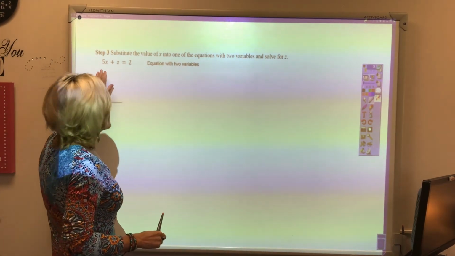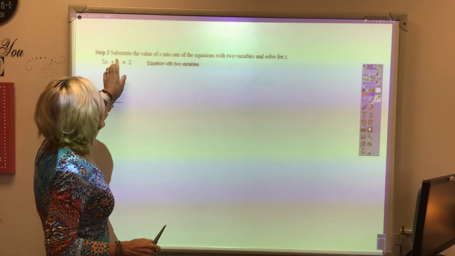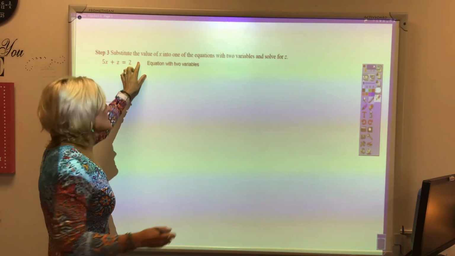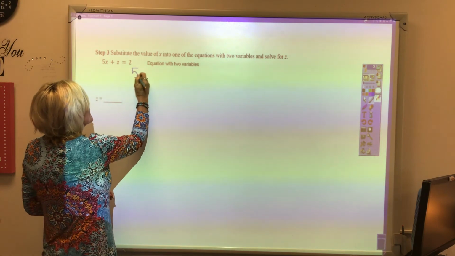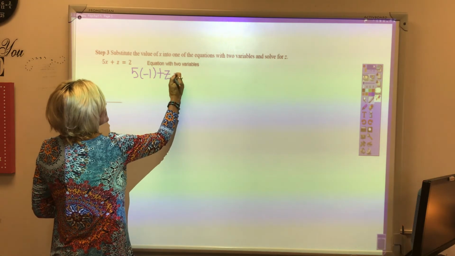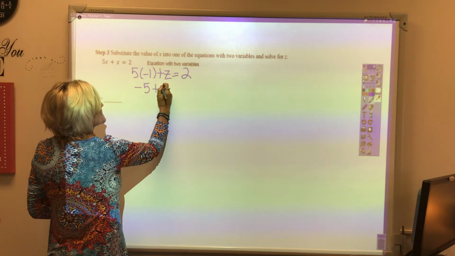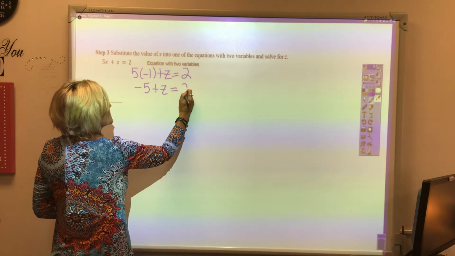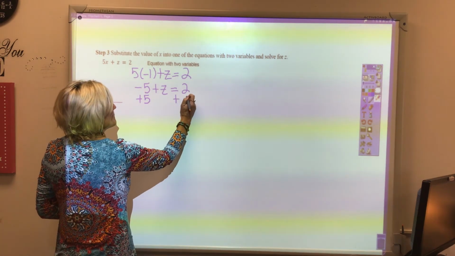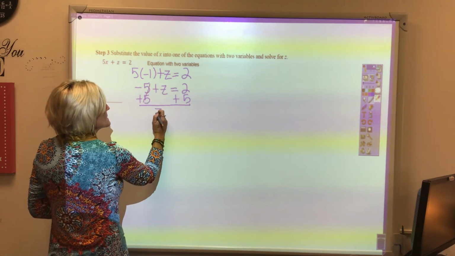So we're going to just take the equation 5x plus z equals 2, and we're going to substitute the value of x into this equation and solve it for z. So we'll have 5 times negative 1 plus z equals 2. Negative 5 plus z equals 2. Add 5 to both sides. And we will have that z equals 7.